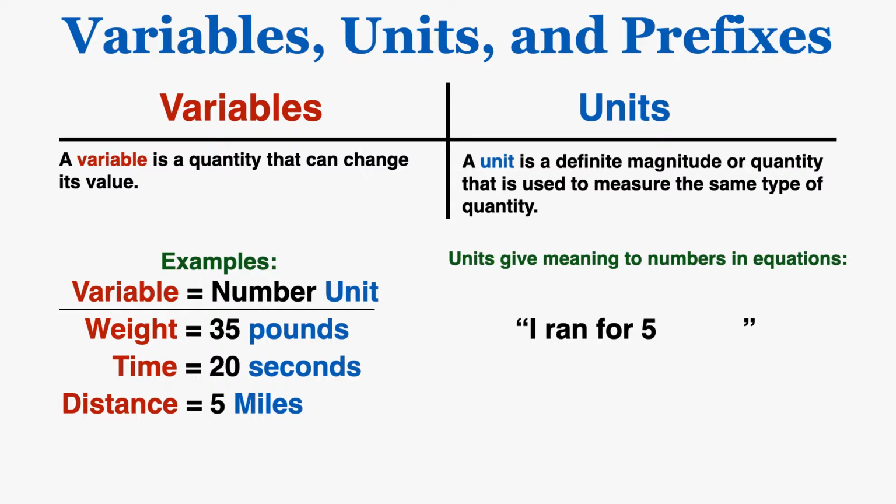Units are there to give meaning to the numbers that we use in equations, and without units, we wouldn't have any way of understanding what our numbers meant. As an example, I could say I ran for 5, but that doesn't really tell you anything, because that could mean I ran for 5 seconds, or 5 minutes, or 5 hours, or maybe for 5 miles. So you don't even know if that's a unit of time or a unit of distance. Putting a unit next to the number gives the number meaning that it wouldn't have if it didn't have a unit. So the units tell us what these numbers are measuring.